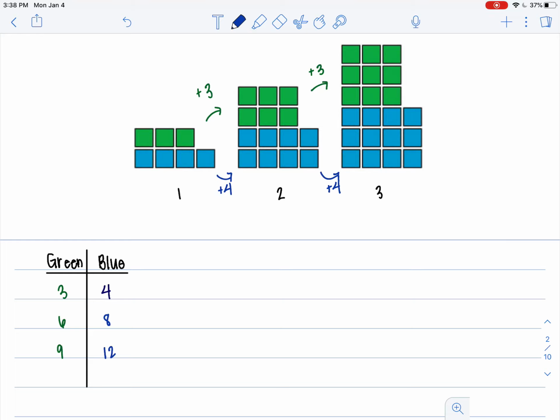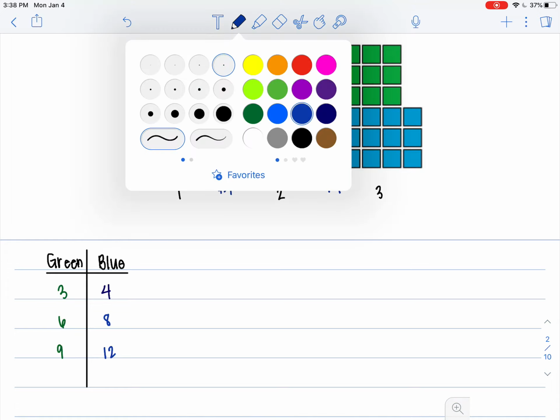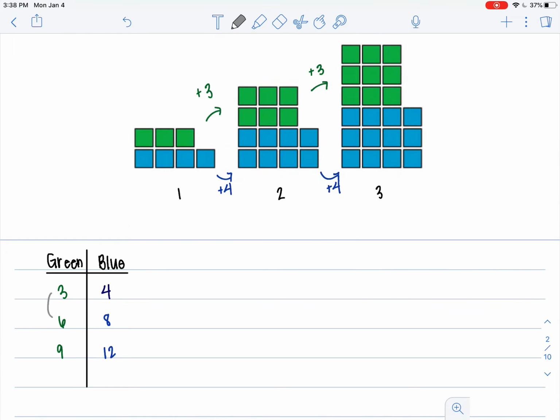So these are all ratios. The ratio of green to blue is 3 to 4. It's also 6 to 8, and it's also 9 to 12. We can see that our ratio table is growing by 3s. Each time we move forward, we add 3. And by 4s. Each time we move forward in the blue column, we add 4.